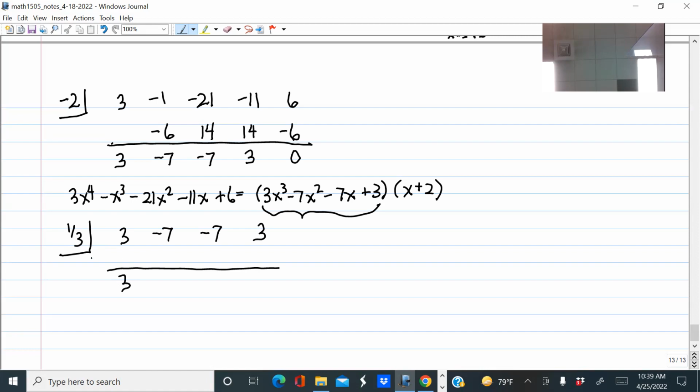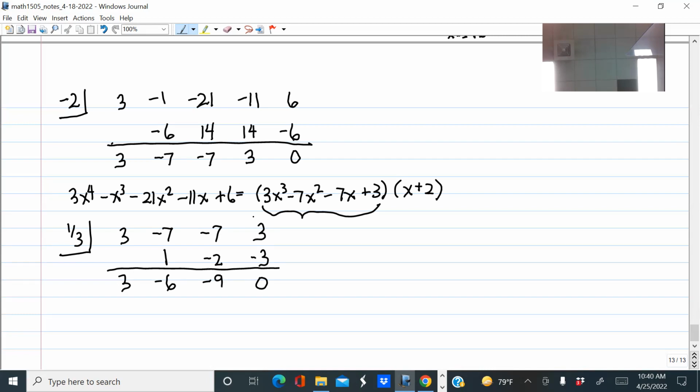So we bring down the 3, that's not too bad. 3 times 1/3 is 1, right? Minus 7 plus 1 is minus 6. 1/3 times minus 6 is minus 2. Minus 7 and minus 2 is minus 9. Oh, so it's working out beautifully. 1/3 times minus 9 is minus 3. So again, you have a remainder of 0.